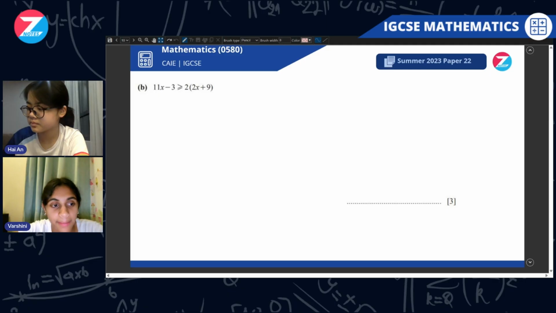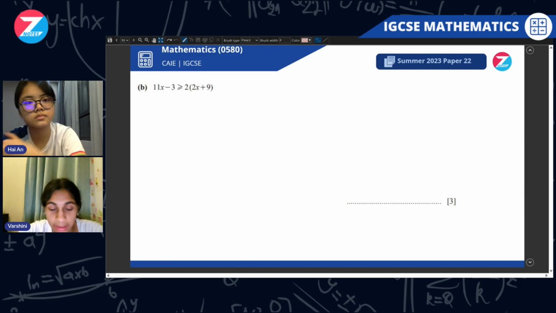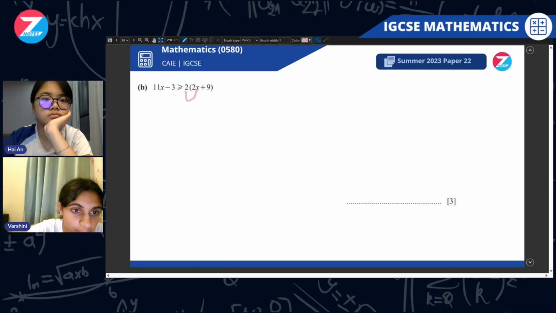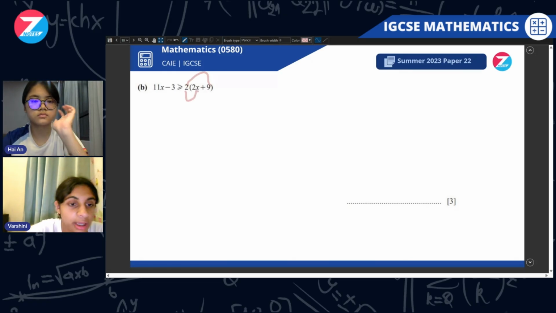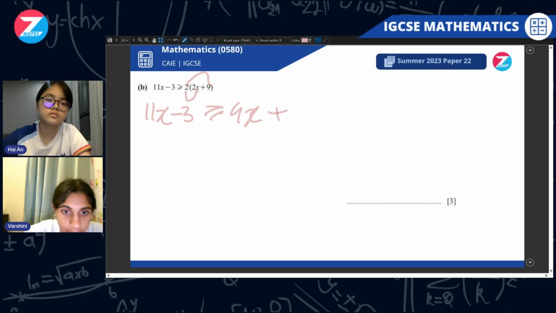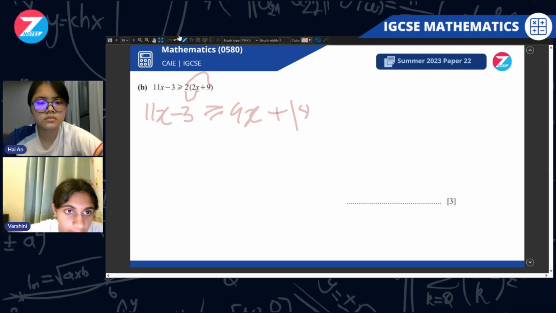Okay. Part B, 11x minus 3 greater than or equal to 2 into 2x plus 9. First, we need to expand out this bracket. So we have to multiply 2 into both 2x and 2 into 9. To rewrite this, 11x minus 3 is greater than or equal to 2 into 2x is 4x, and 2 into 9 is 18. Okay. So now let's move all the x terms to one side and the non-x terms to the other side.